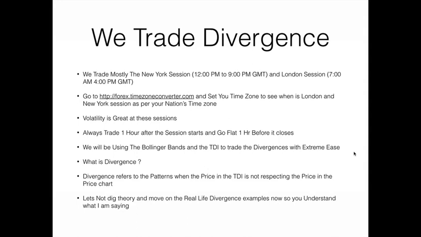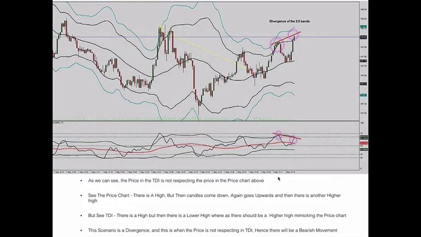Now, what is divergence? Divergence refers to the pattern when the TDI is not respecting the price in the price chart. Now, I know you might not be understanding what this means, but I will explain everything to you in great detail. Let's not take theory and let's move to real life divergence examples so that you understand what I am saying. Okay, so as you can see here, the TDI is not respecting the price in the price chart above.